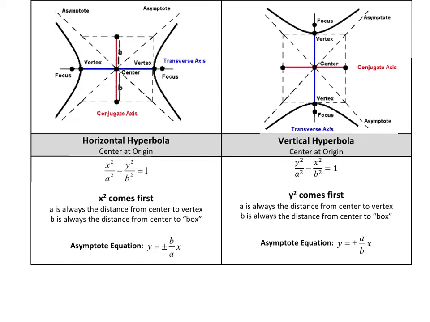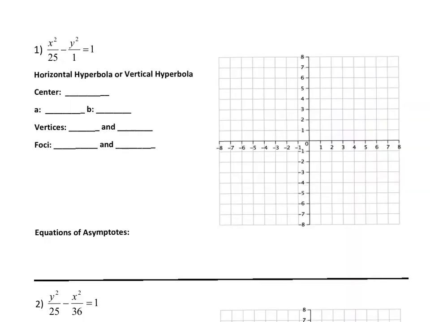So you could say here the x squared comes first, therefore it's horizontal. If the y squared comes first, it's vertical. Notice A and B never change. You can feel free to write that if you would like. A and B never change. So that's really the main difference between an ellipse and a hyperbola. All right, now that we talked about all of the definitions, I think you're ready to graph. So let's take a look at example number 1.